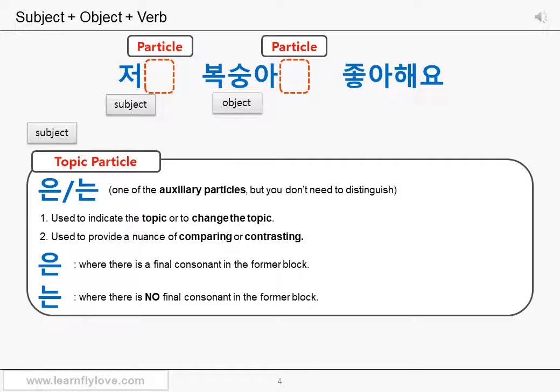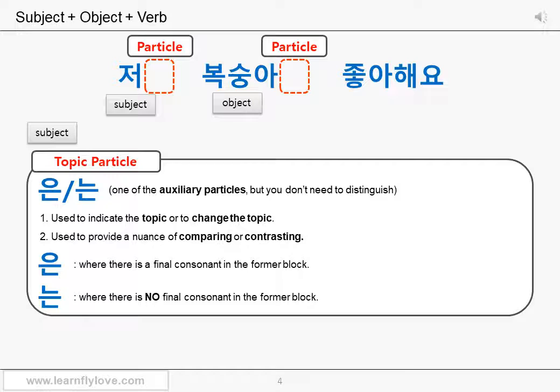Where one particle has two different sounds like this, usually the one with a round empty ieung consonant is added to a letter that has a final consonant. So, 은 sound is used where there is a final consonant in the formal block, and 는 sound is used where there is no final consonant in the formal block.